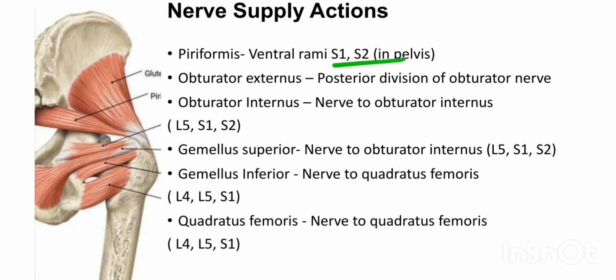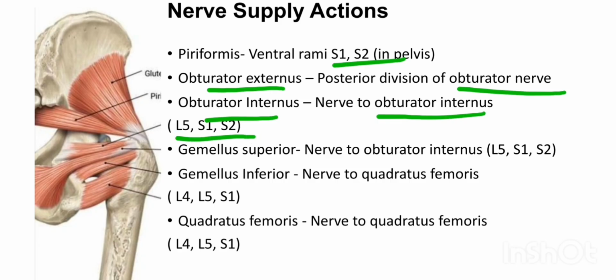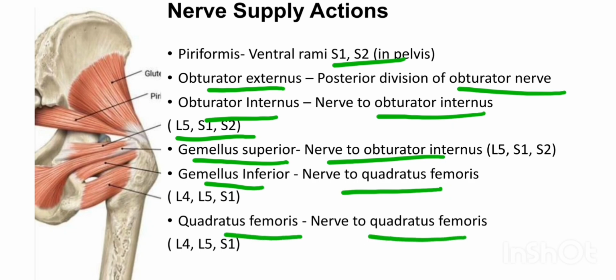Coming to the nerve supply, the piriformis is supplied by the ventral rami of S1 and S2. Obturator externus is supplied by the obturator nerve. Obturator internus is supplied by the nerve to obturator internus, that is L5, S1 and S2. Then the superior gemellus is supplied by the nerve to obturator internus. The inferior gemellus is supplied by the nerve to quadratus femoris, and the quadratus femoris by the nerve to quadratus femoris.